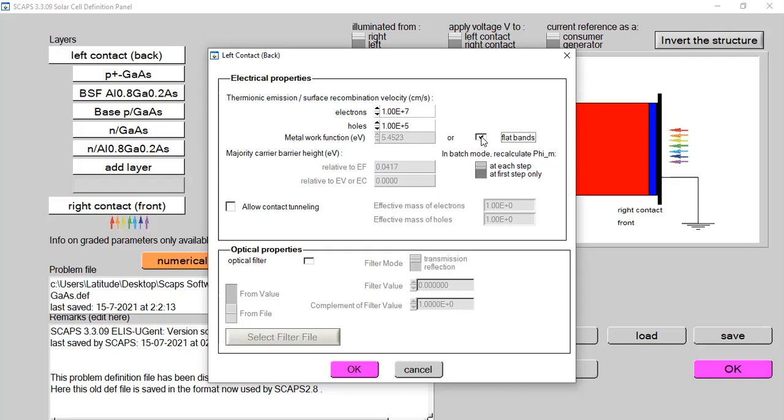the back metal contact place. We need to first of all mark this button, flat band, as unchecked. Now you can put any metal contact function value over here, depending upon what kind of metal you are using, either Pt, Au, Ag, Fe, copper, etc. So I'm going to put my first value, that is basically Pt, the work energy function for a gallium arsenide based solar device, 5.7. When I change this value, the bottom two values will automatically change. So now I am going to set this.